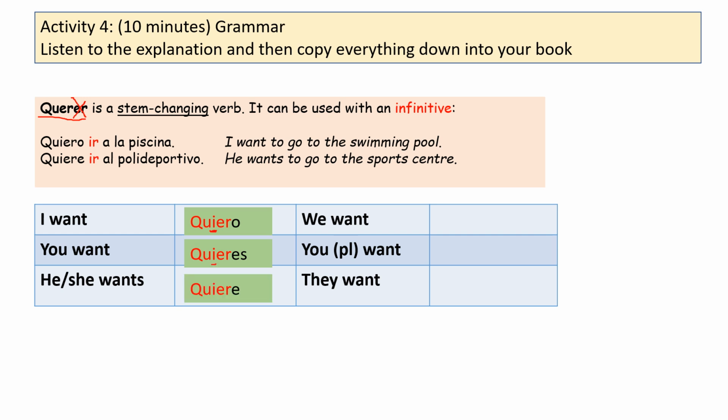He, she, one: quiere, again same irregular stem with the I. If you want to say we want, however, you'll notice it's back to being a regular verb: queremos. There's no I in your stem there. You plural want, queréis. Normal regular stem again for the vosotros. Just remember you'll need to include your accent on your E there. And they want, quieren. Again, we've gone back to being irregular, having that I in the stem. So pause your video now to copy everything down and remember to highlight the irregular stem, the stem changing part of the verb querer.